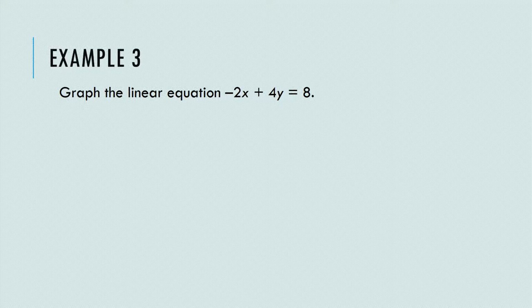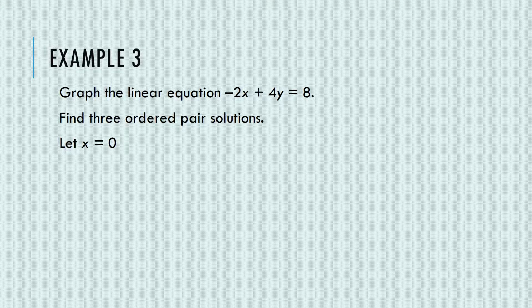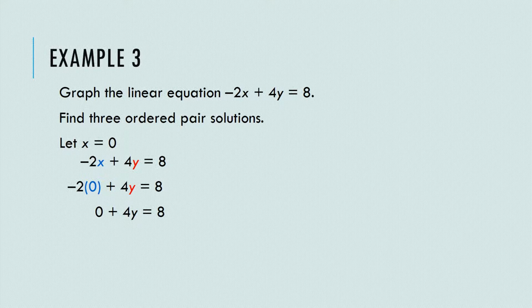So we're going to try this again. So notice here I have negative 2x plus 4y equals 8. I'm going to start off with 0. Let's let x equal 0. Well, the beauty of this is when you let a variable equal 0, it goes away because anything times 0 is 0 and anything plus 0 is itself. So I'm just left with 4y equals 8. So I'm going to divide both sides by 4 and I get y equals 2. So my first ordered pair is 0, 2.